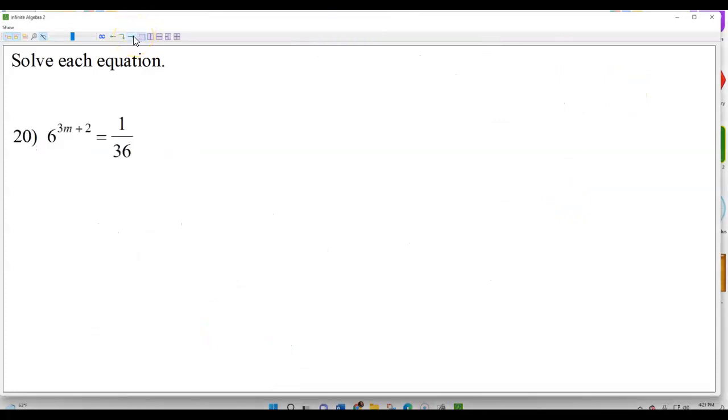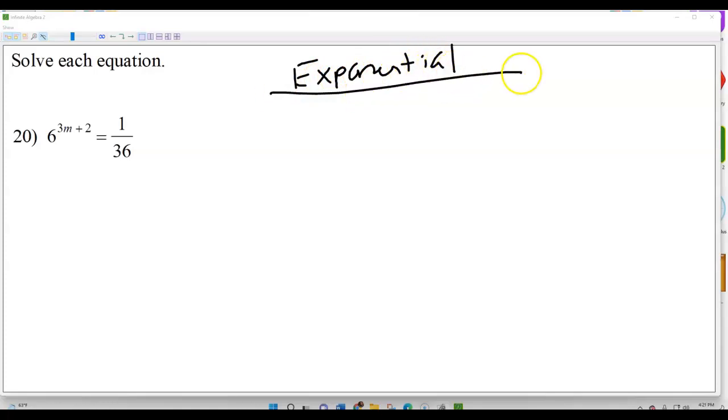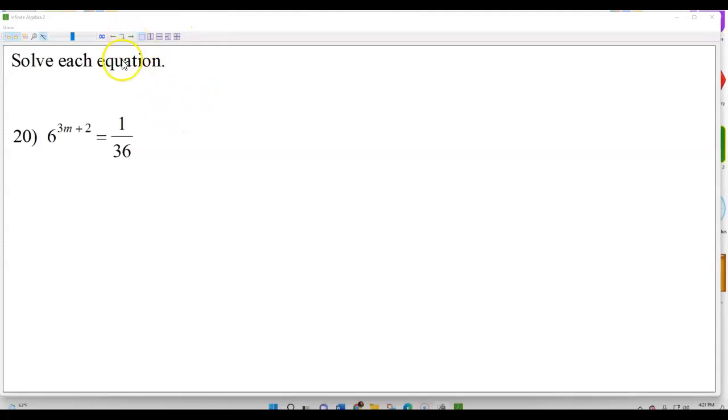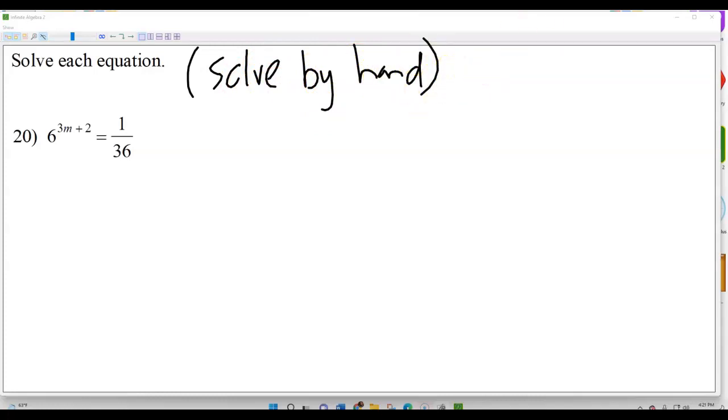All right, let's move on to number 20. This is called an exponential function. Exponential functions are functions where the variable is in the power spot. Now we're going to solve two different types of exponential functions in this lesson. This is the one that we're going to solve by hand. And then we're going to look at another type in a minute where we solve it with a calculator.